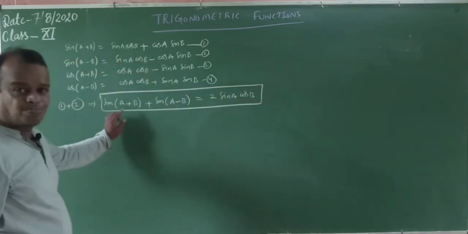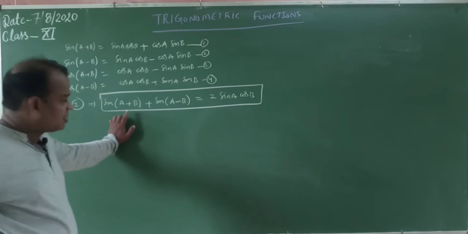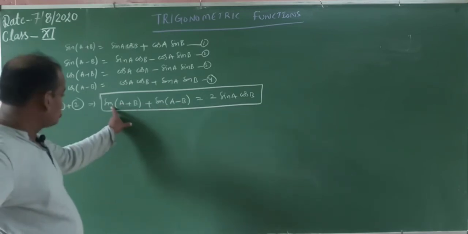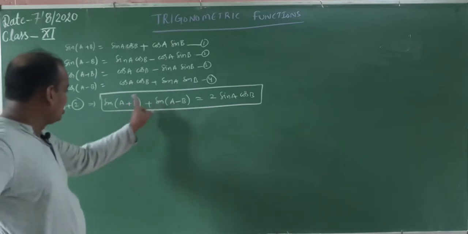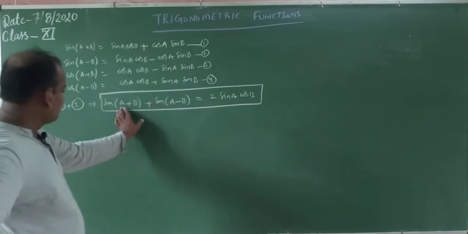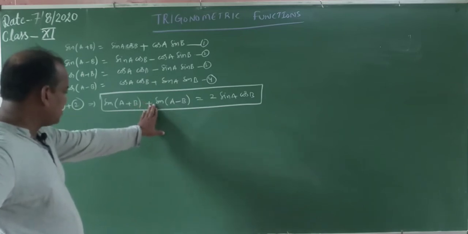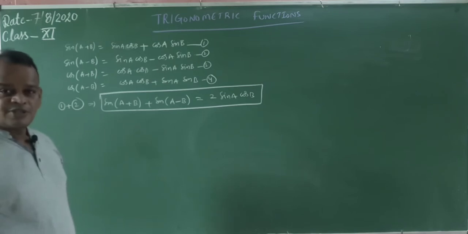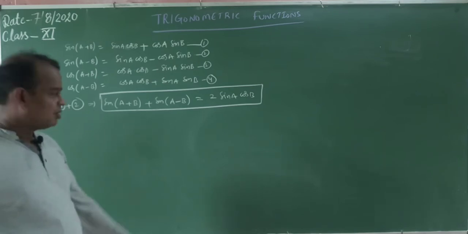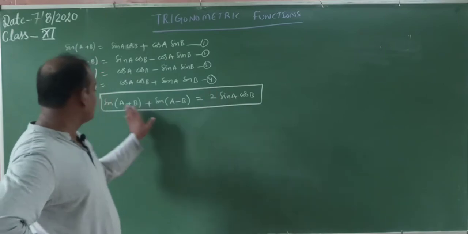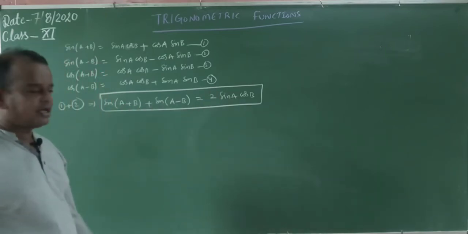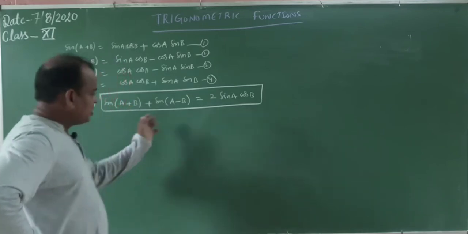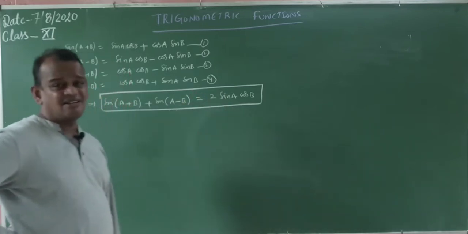Observe that. In between what is there? Plus is there. Those two are the same trigonometric ratio but different in the angle: sin of A plus B plus sin of A minus B. This plus will become the product. What is the formula? 2 sin A cos B. Simple. You remember this type and this type. 2 sin A cos B is equal to the formula. What is the formula of 2 sin A cos B? Sin of A plus B plus sin of A minus B. Sin of A plus B plus sin of A minus B equals the formula 2 sin A cos B.